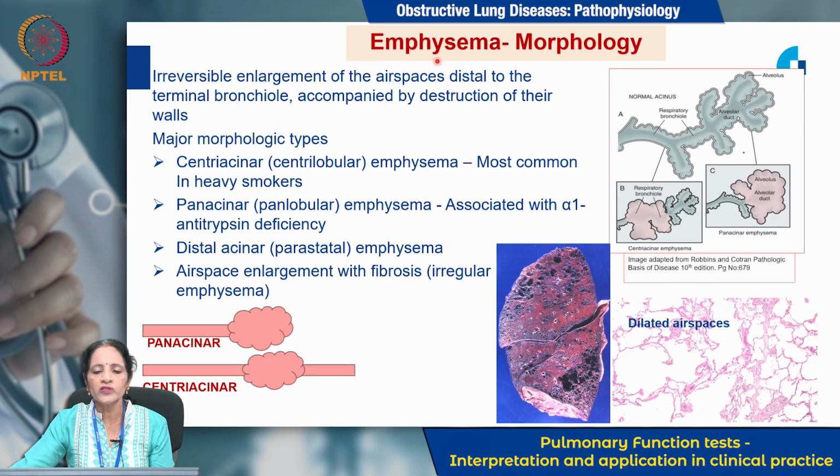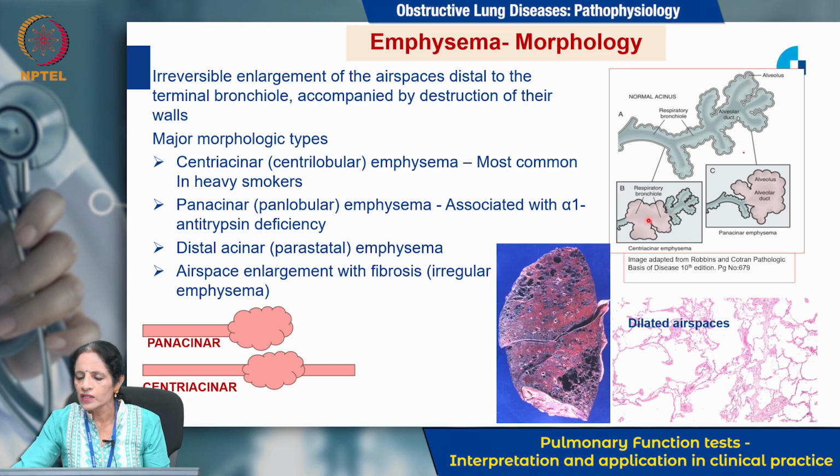Coming to the morphology of emphysema. There is irreversible enlargement of air spaces distal to the terminal bronchiole, accompanied by destruction of their walls. That is the major change in emphysema. Here you can see the normal acinus, where these are the respiratory bronchiole, the alveolar duct and the alveolus.